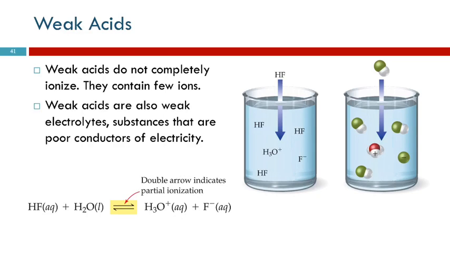Weak acids only ionize a little bit. So you put HF in solution, and some hydronium ions and fluoride ions will form, but mostly what we see is intact HF molecules. So it only ionizes a little bit. These are weak acids. They are also weak electrolytes, and they are poor conductors of electricity. In this equation, we put a double-headed arrow, meaning that it does not go all the way to the right. It's somewhere in between.